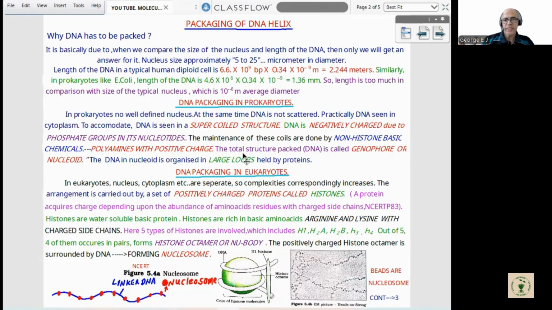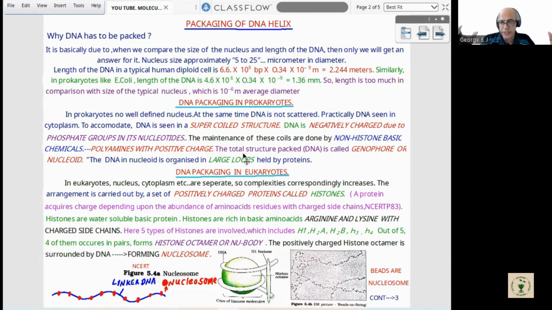And DNA is basically negatively charged, that is due to the phosphate groups in its nucleotides. The maintenance of these coils is done by non-histone basic chemicals like polyamines with a positive charge, so negative, positive. The total structure pack is called genophore or nucleoid. And DNA in the nucleoid is organized in, next is an important word, NCERT, large loops held by proteins.